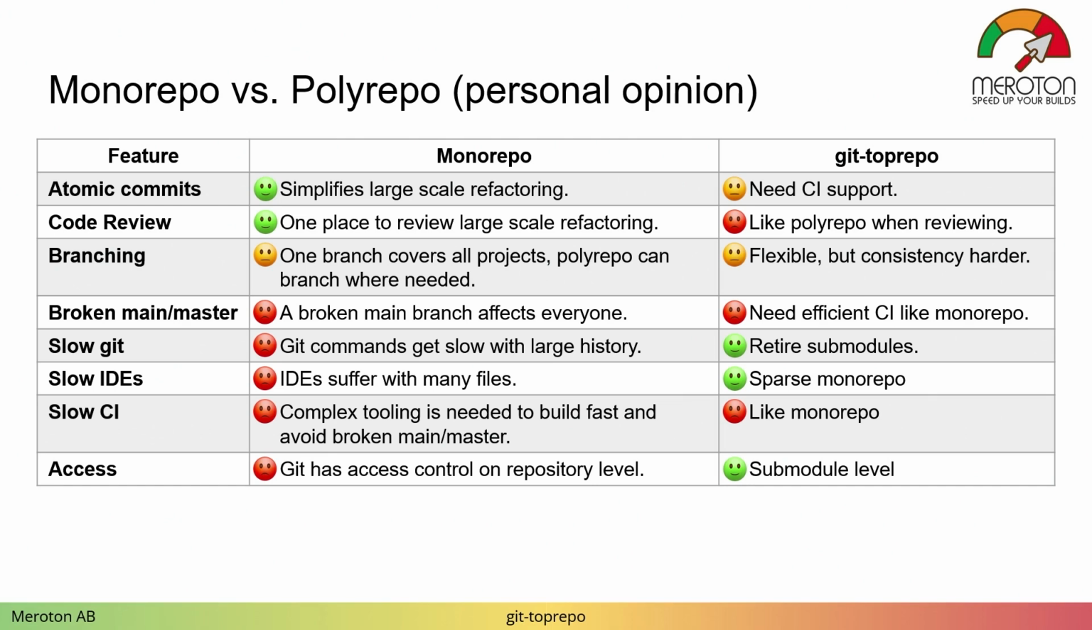But access rights. In a monorepo, you get access to the whole repository. But if you have submodules or other dependency tracking, you can actually have access rights on submodule level. I clone the whole repository, I can see all the submodules, but I can't check them all out. No, you're working on that part of the project. You don't need to see all the other secret stuff.